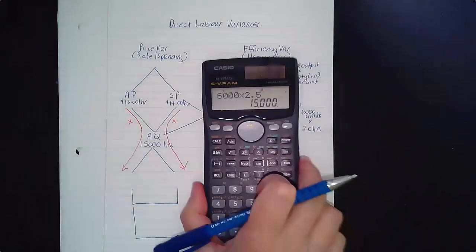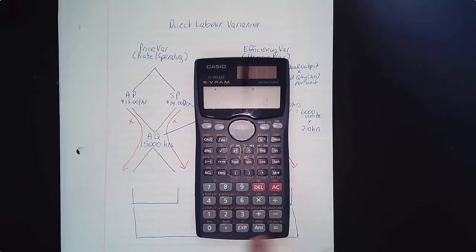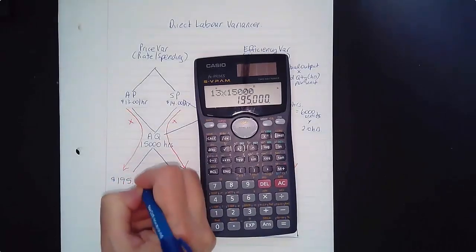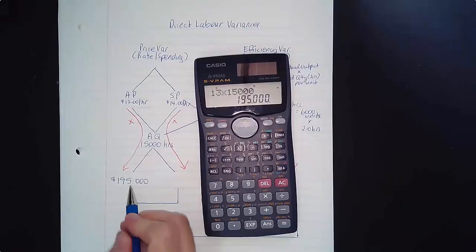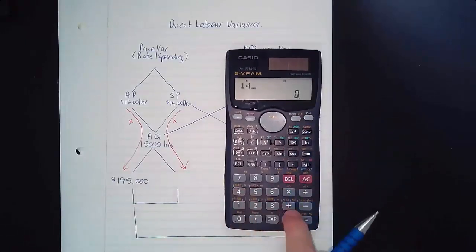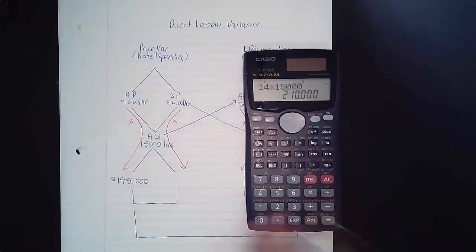Let's do that. $13 per hour multiplied by 15,000 hours is equal to $195,000. That's what we actually spent. What should we have spent? We should have spent $14 per hour multiplied by 15,000 hours. That is $210,000.